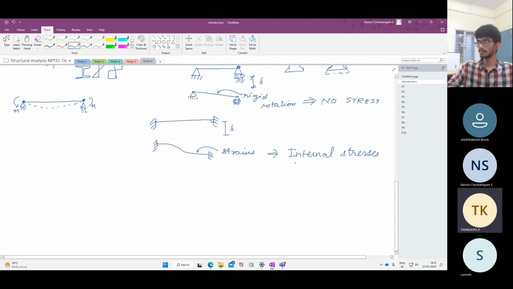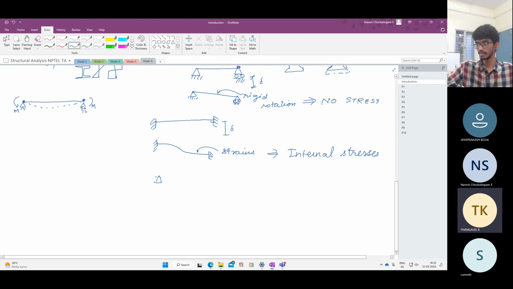So these internal stresses are not what we designed for. We designed it for the applied loading. But because of unexpected support sinking, extra internal stresses are generated in the structure. So this is a major disadvantage of statically indeterminate structures.